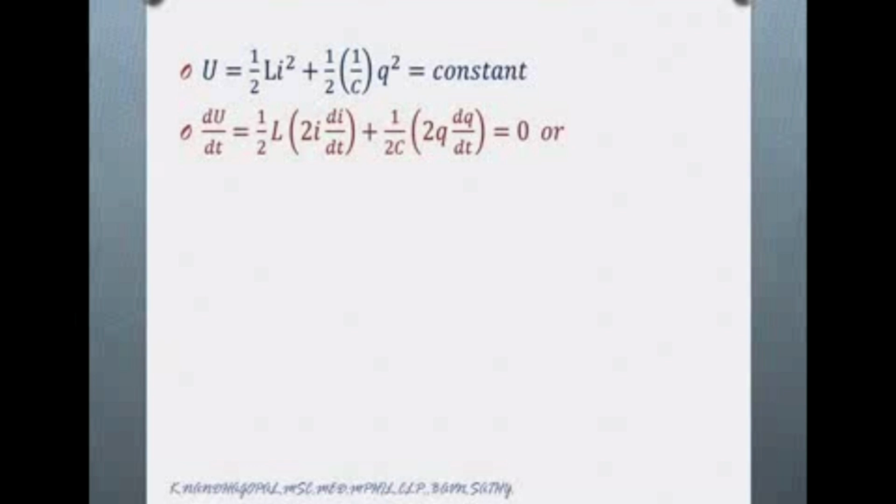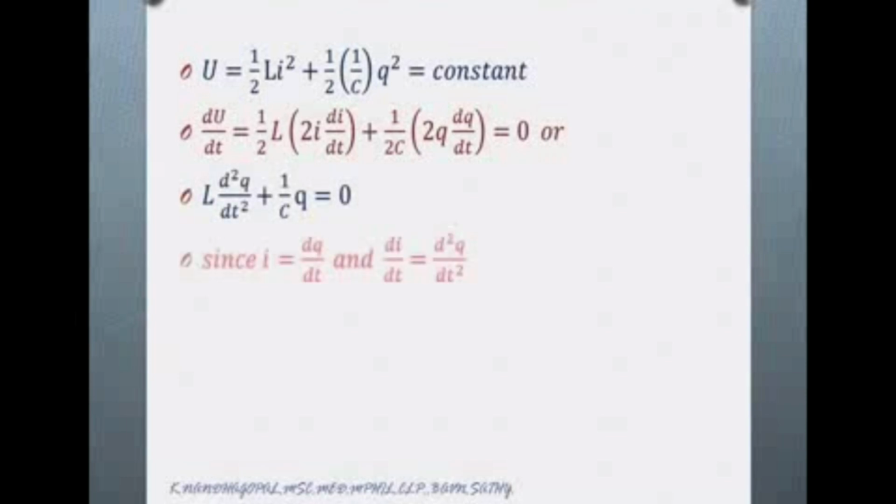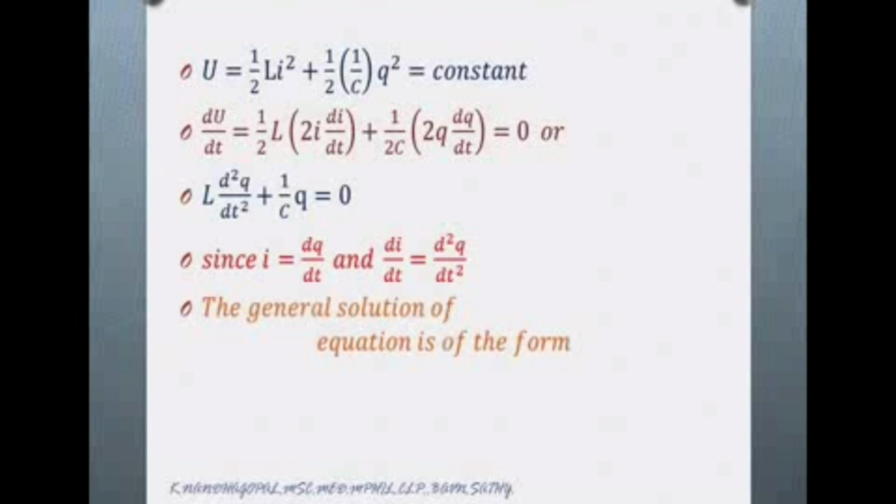So 1 by 2 L I square. L is constant, and we differentiate I square to get 2i into di by dt. The same thing for Q: 2q into dq by dt. So you get the same equation. See that this equation and the final equation are the same. I equals dq by dt, and di by dt equals d square q by dt square. Again, the general solution for this equation.